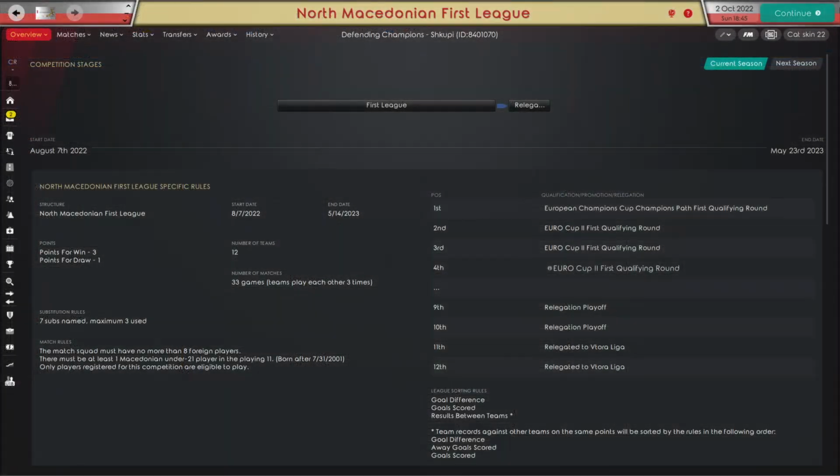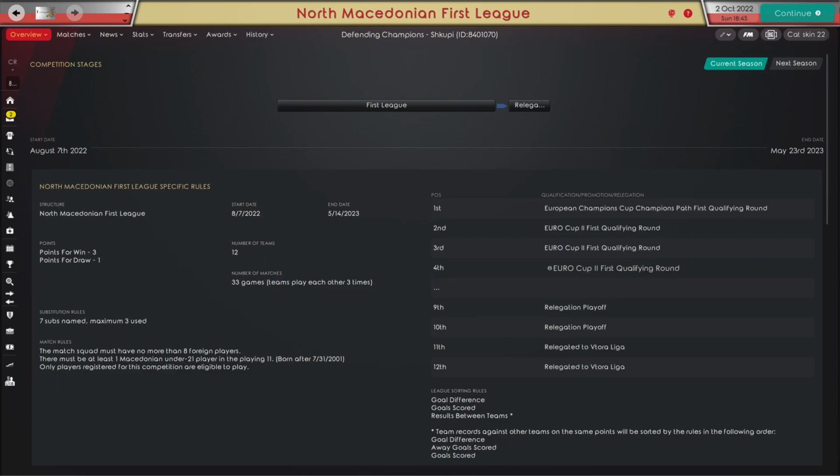The top 4 clubs in the Macedonian First League get European football. Now, granted, that's European path qualifying for the first place squad, and then second through fourth get Euro Cup 2. But considering there's not a lot of advertising money, there's not a lot of TV money, any money we can get from European competitions is going to count.